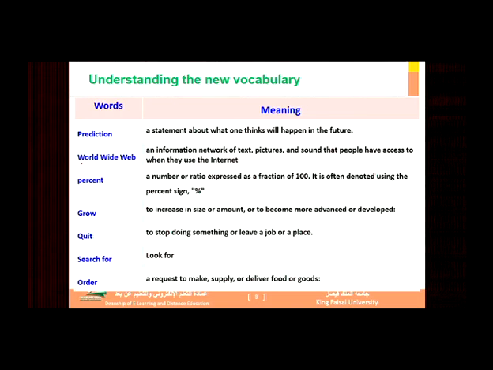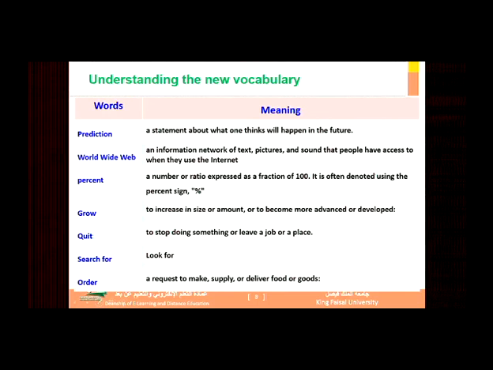The World Wide Web, which is usually abbreviated as WWW, is an information network of text, pictures, and sound that people have access to when they use the internet. So this is what we refer to as the internet or the World Wide Web, where we have a large number of web pages and information stored in a network with pictures, sounds, and so on and so forth, and people can have access. People can see, can go, can copy, can read, can copy and paste, and can listen to it, and so on and so forth through the internet.